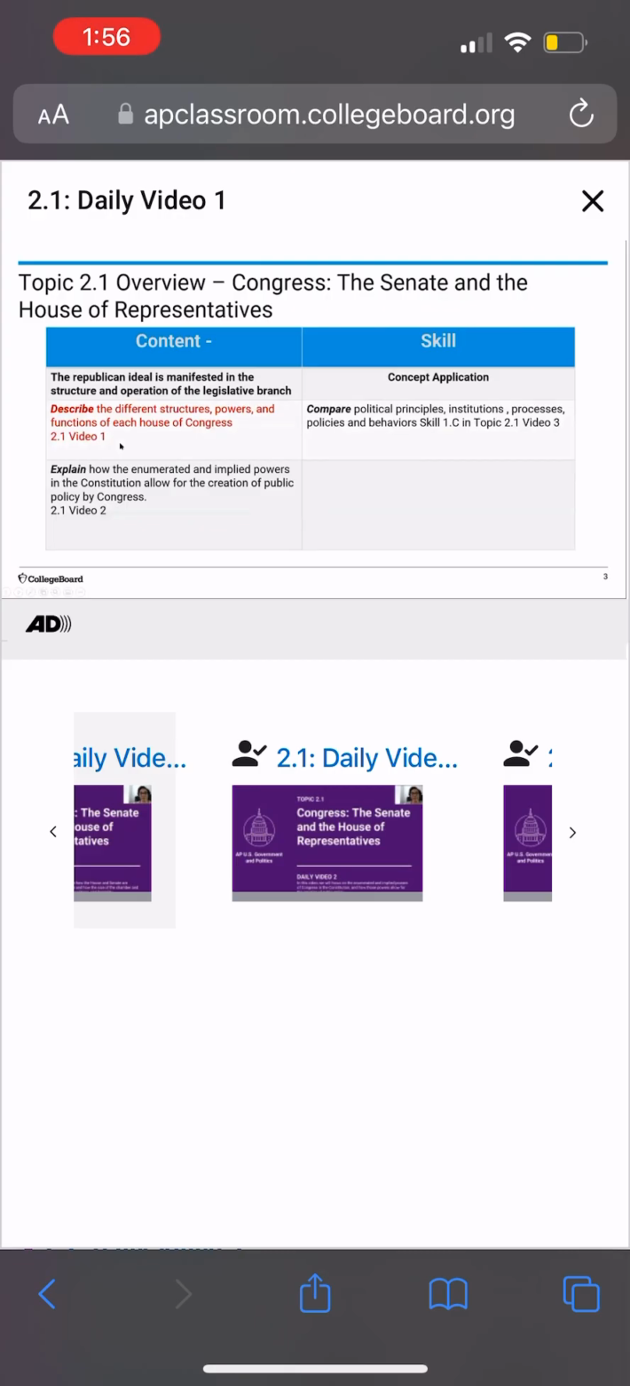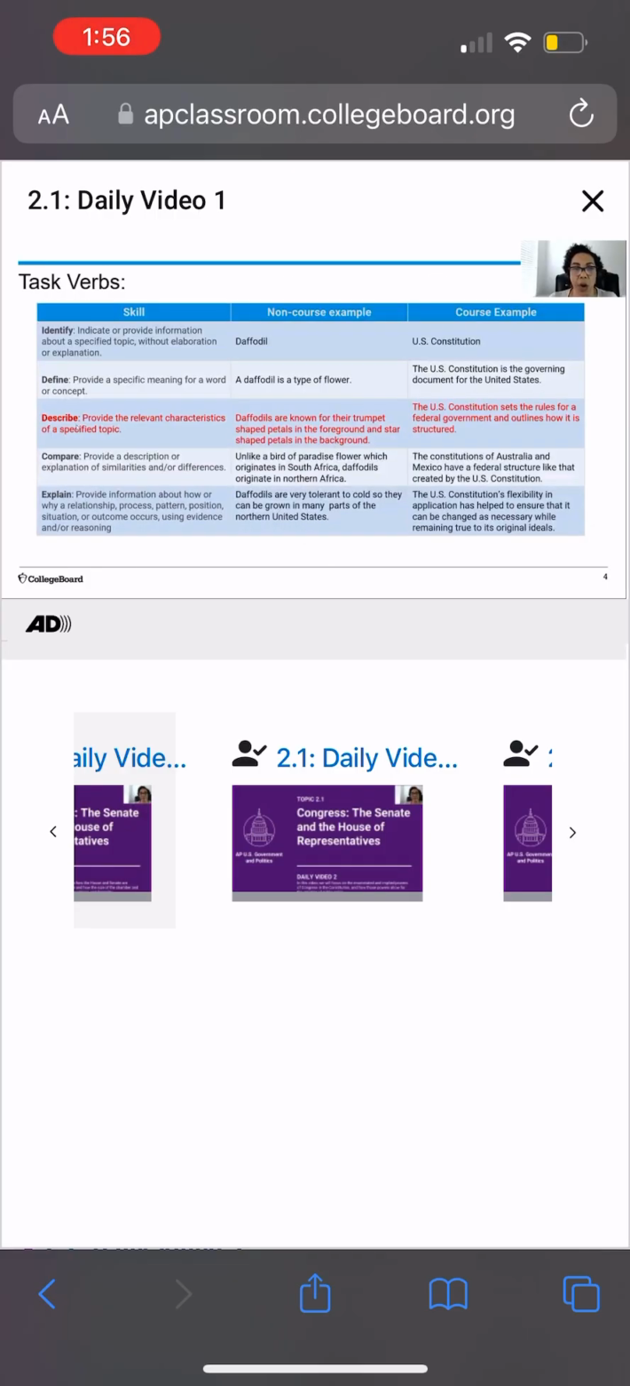Here I have highlighted where we are, describing the different structures, powers, and functions of each House of Congress. This is in video one here. I put in here the task verbs and highlighted where it is that we are. You've seen this before with Ms. Hitchcock, and I just kind of made my own thing up here for the non-course example.